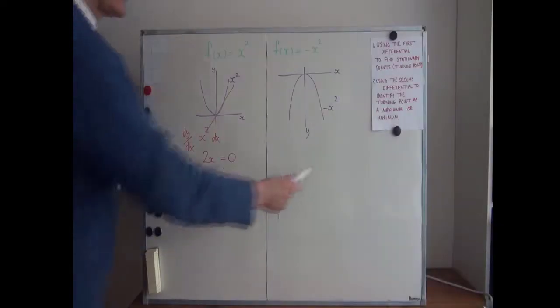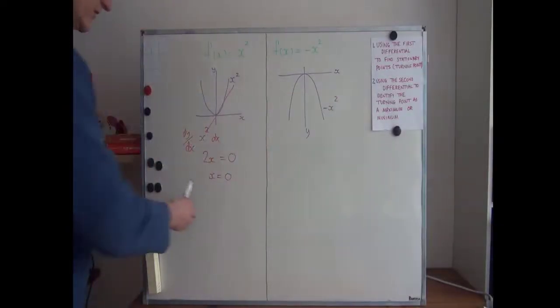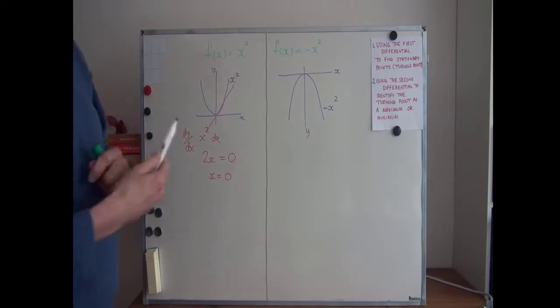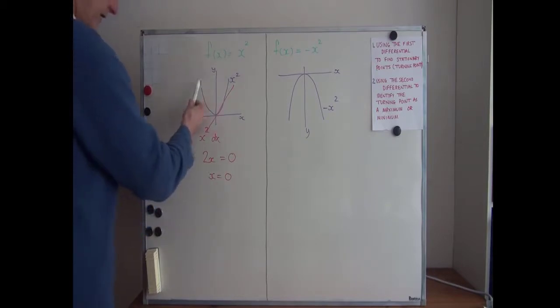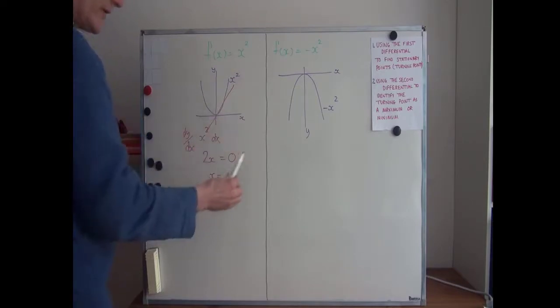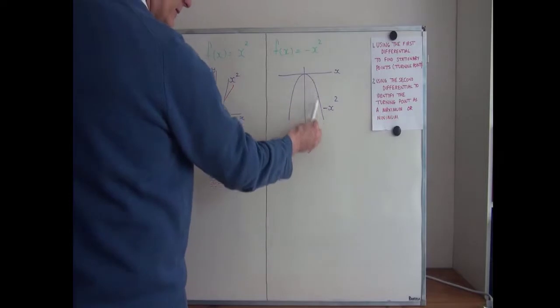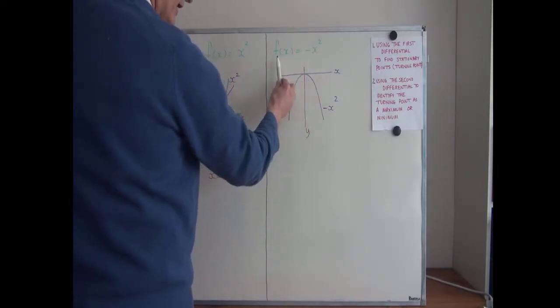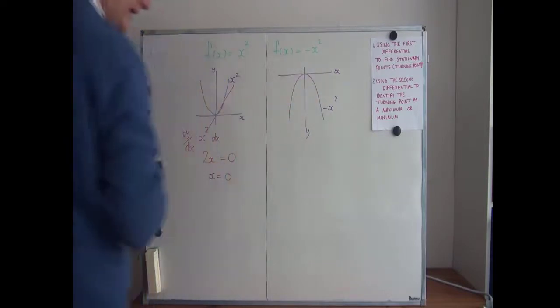So that's the first part. That's what we use the first differential for, just to identify for ourselves where the stationary point is. The second part of the problem is, how do we know, if we haven't been able to draw a graph, whether the stationary point represents a minimum, which it does here, or whether the stationary point represents a maximum, as it does here, for the function f of x equals minus x squared.